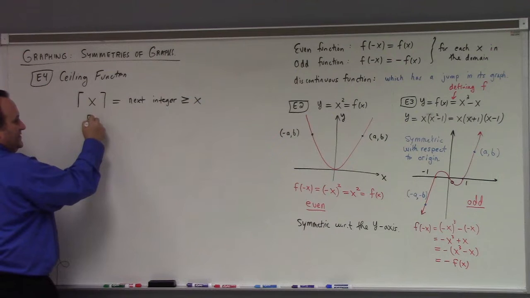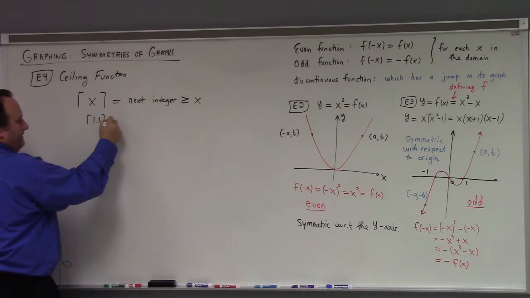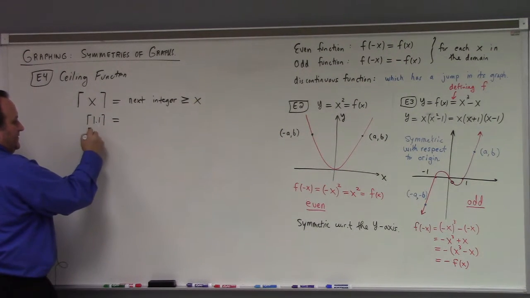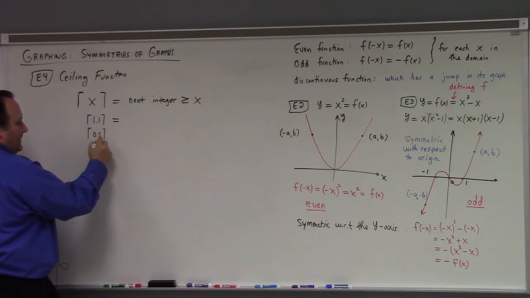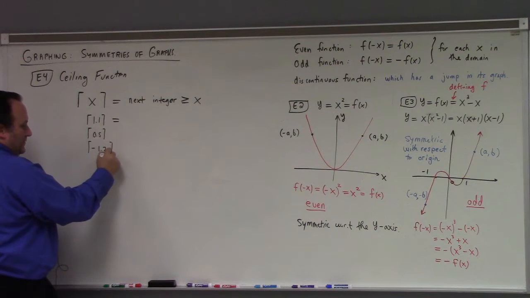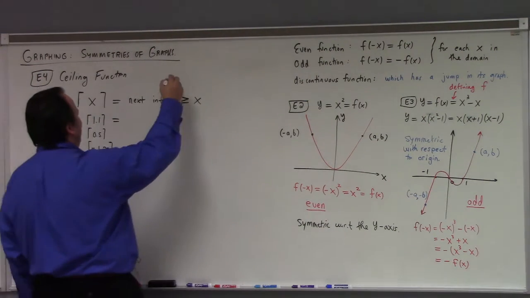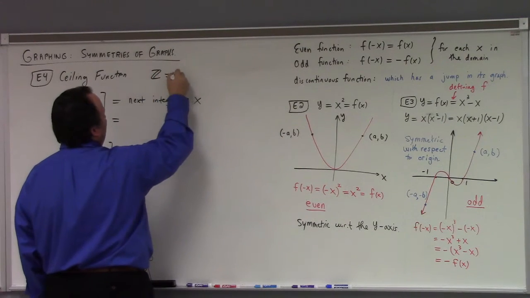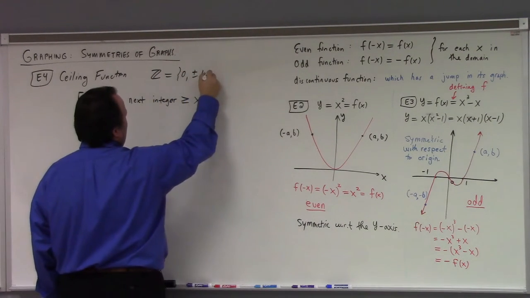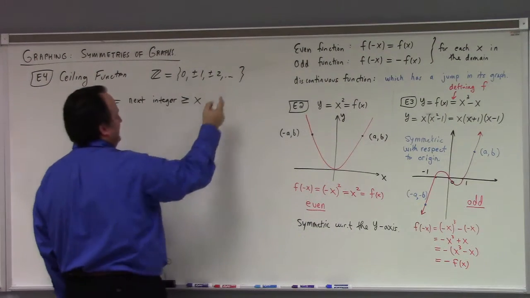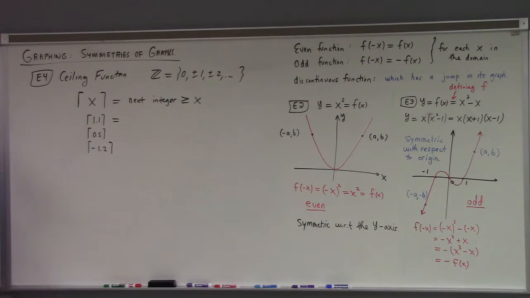What's the greatest integer of 1.1? What's the greatest integer of 0.5? What's the greatest integer of minus 1.2? So it's the next integer greater than or equal to x. What is an integer? This Z, 0, plus or minus 1, plus or minus 2, these guys are the integers. They're whole numbers, their negatives, and also 0.